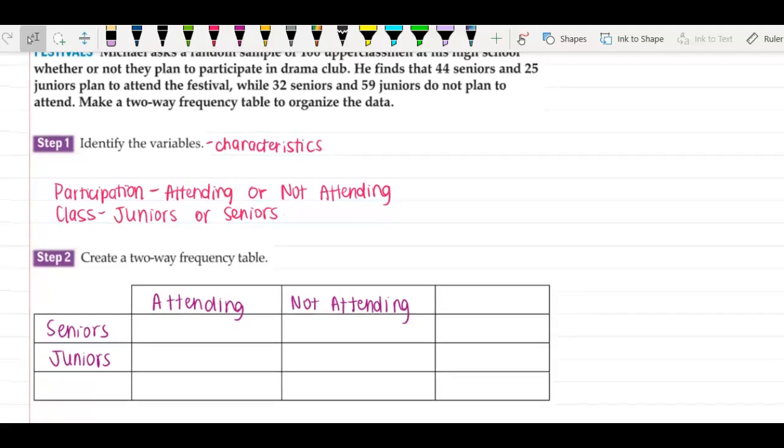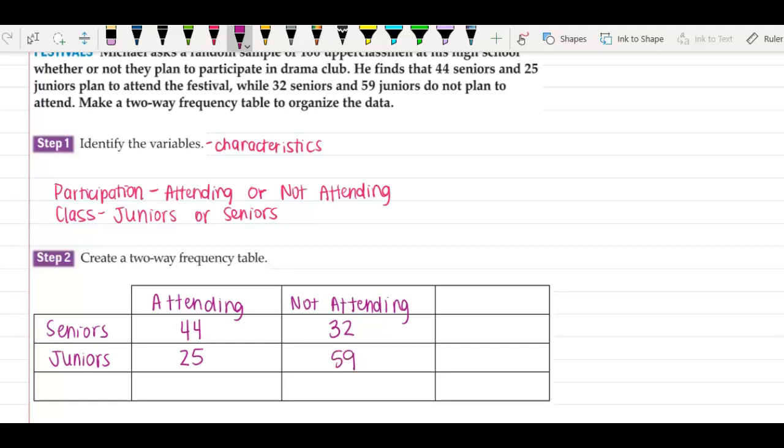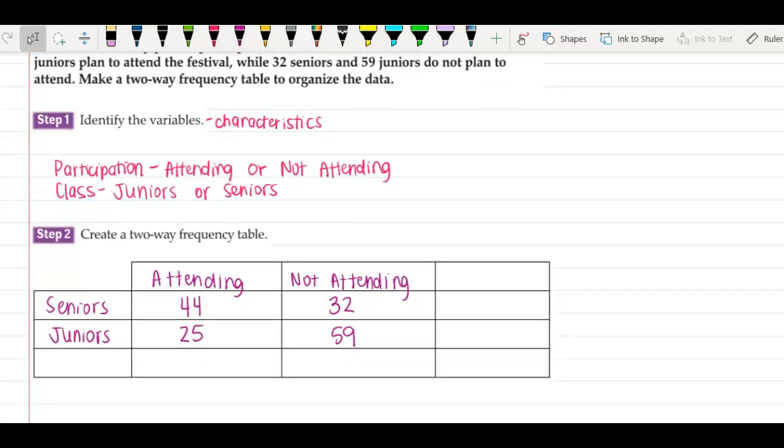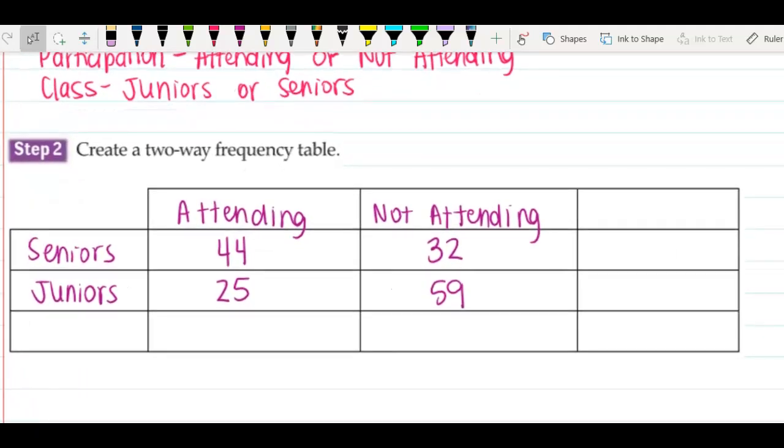Once you have that all labeled, now we're just going to put it into our table based on his numbers. He said that 44 seniors plan to attend, so we're going to put that in this upper left-hand corner where seniors and attending would cross. 25 juniors are attending, so we're going to put that just below the 44. 32 seniors are not coming. And 59 juniors are not coming. So we put in all the data that he provided us.